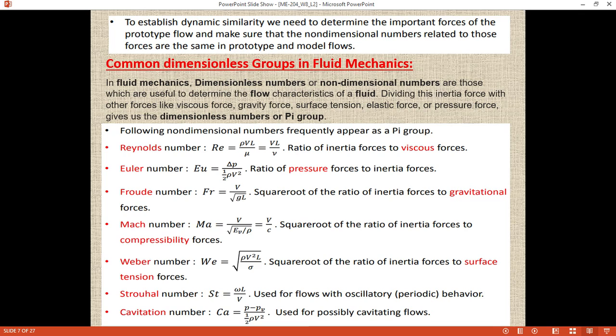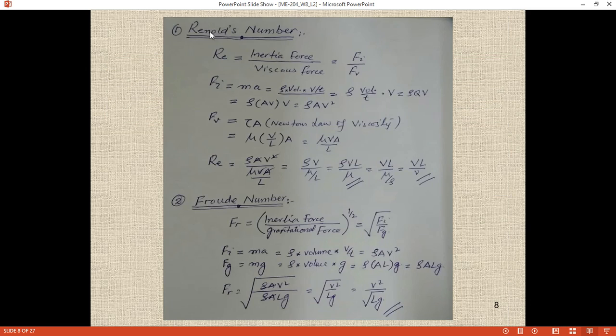So what about the Reynolds number? The Reynolds number is the ratio of inertia force over the viscous force. So let's verify whether these terms are equivalent to the inertia force or viscous force. So the Reynolds number is the ratio of inertia force to the viscous force. So let's analyze. Here you see this is the Reynolds number, and the basic definition is inertia force over viscous force. So Fi is indicating the inertia force, Fv is the viscous force.